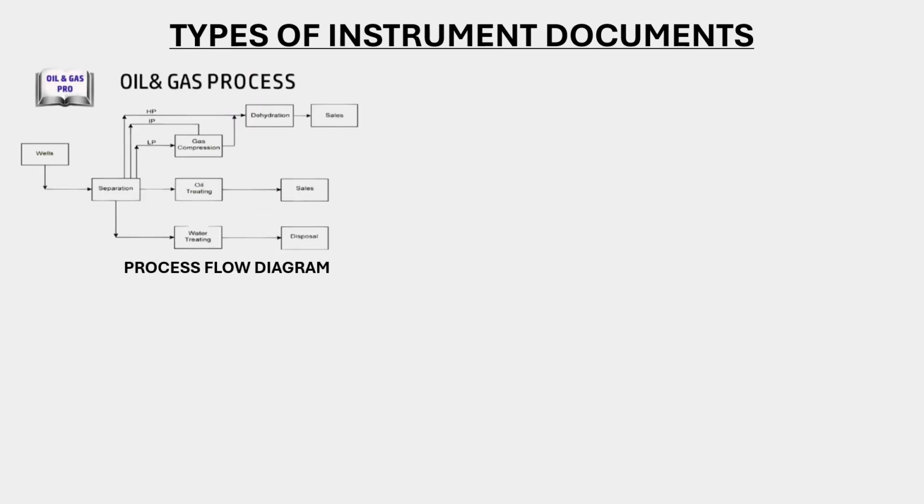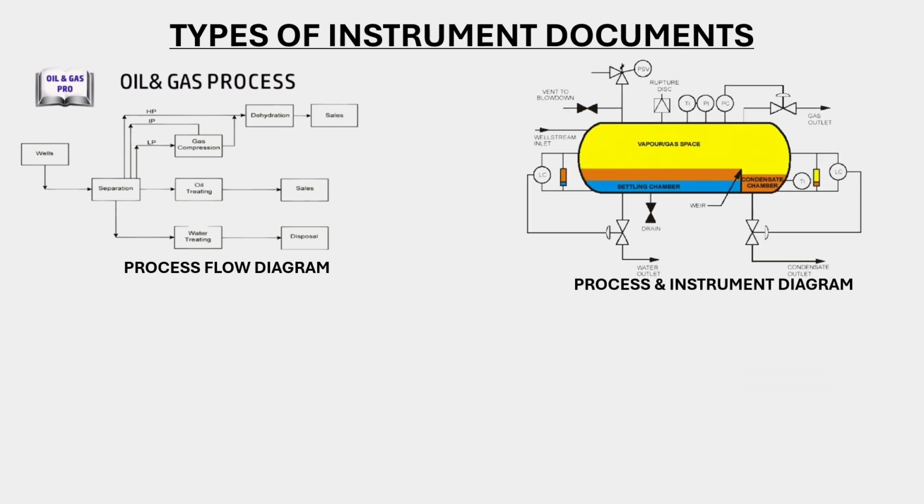Now this takes us to the types of instrument documents. Here are the main types. We have the process flow diagram, the PFD, which shows the big picture of how fluids and materials move through a process. We also have the process and instrumentation diagram, P&ID, which shows the process equipment along with the instruments that measure and control it.